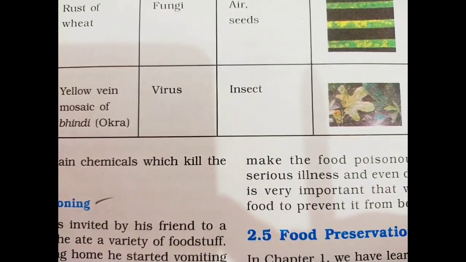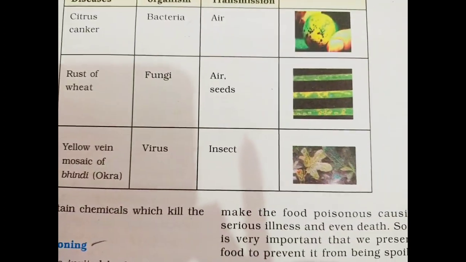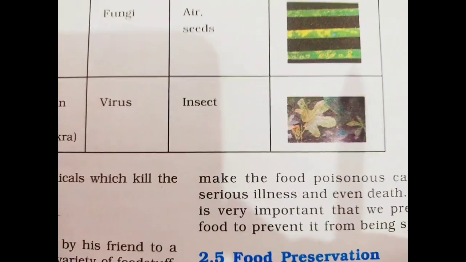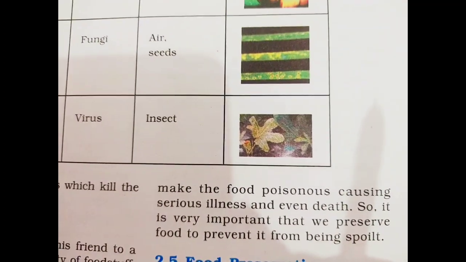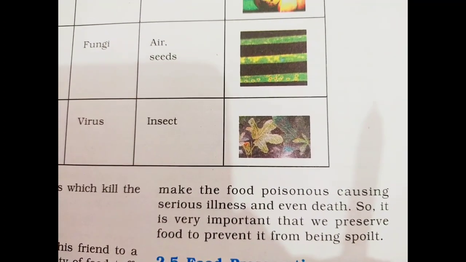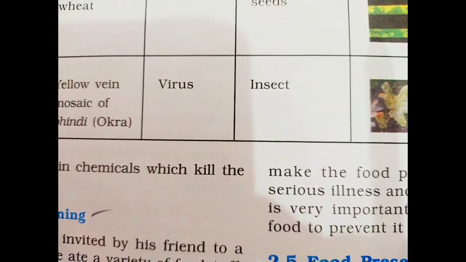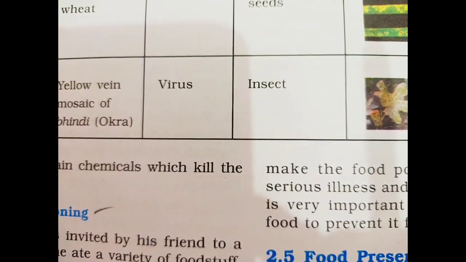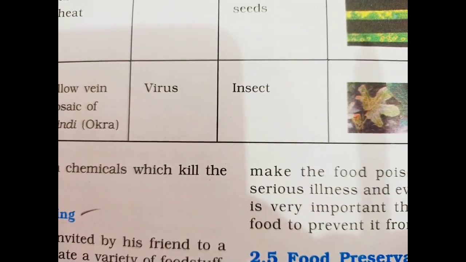And the last one is yellow vein mosaic of bhindi or okra. Yellow vein mosaic, right? See the causative microbe, that is a virus, and the mode of transmission is insects. All types of insects which sit on the bhindi plant or okra plant spread the yellow vein mosaic.